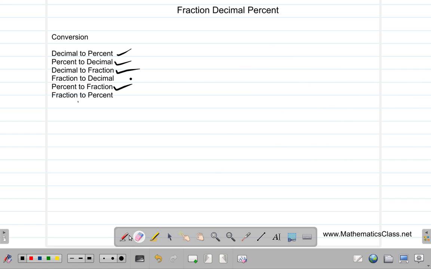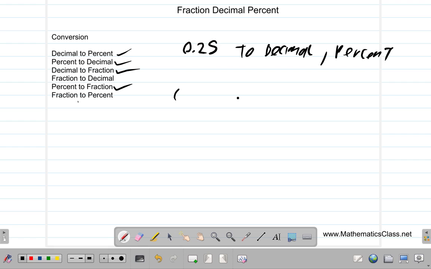That was a half. Let's do a different example. Suppose you have a quarter and you want to convert it to decimal and percent. My mistake, you want the fraction a quarter to decimal and to percent.